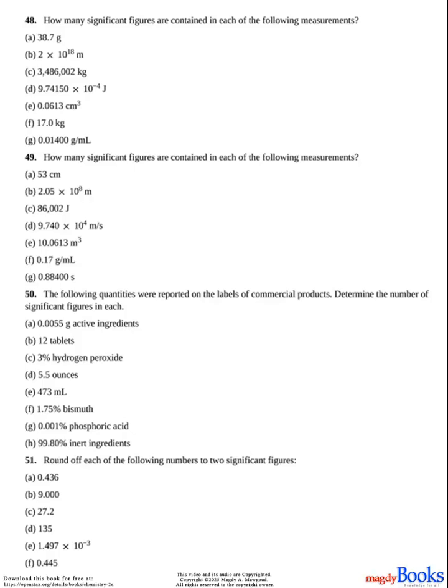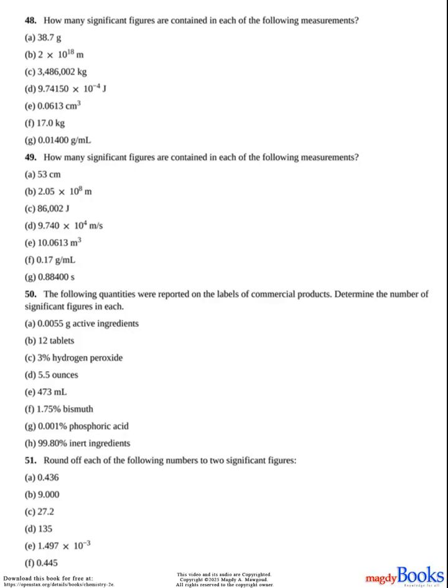49. How many significant figures are contained in each of the following measurements? A. 53 centimeters. B. 2.05 × 10^8 meters. C. 86,002 joules. D. 9.740 × 10^4 meters per second. E. 10.0613 meters cubed. F. 0.17 grams per milliliter. G. 0.88400 seconds.